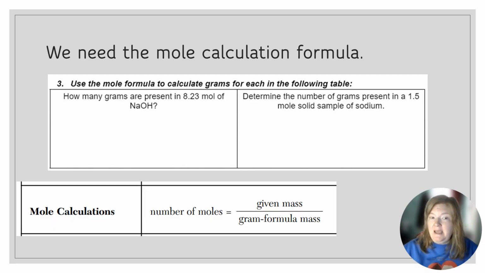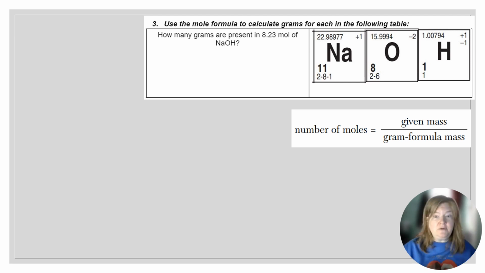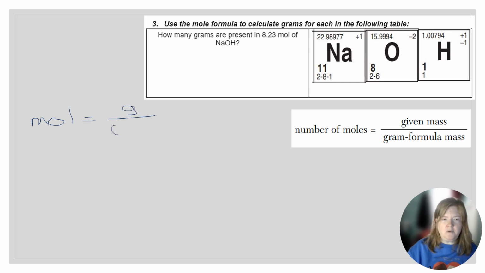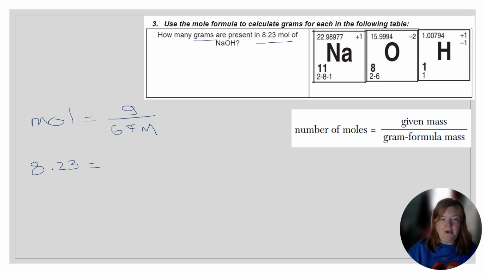Next is calculating grams. And for this, we use the same exact formula, okay? Now, I use the same substance just for ease of calculations, okay? So how many grams are present in 8.23 moles of NaOH? Okay, so again, I'm using the mole formula, but I'm going to rewrite the formula, and I'm just going to write it simpler, right? So moles equals grams over gram formula mass. Okay, so what number do I have in the question? 8.23. The units are moles. So in place of moles, I'm going to put 8.23 equals, I know it's asking me to find grams, so that's going to be my variable, right?